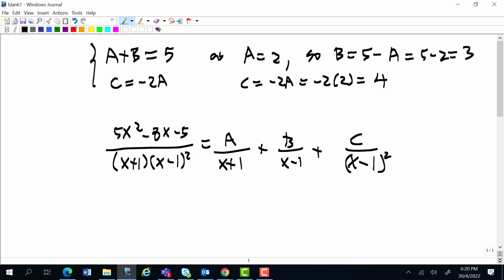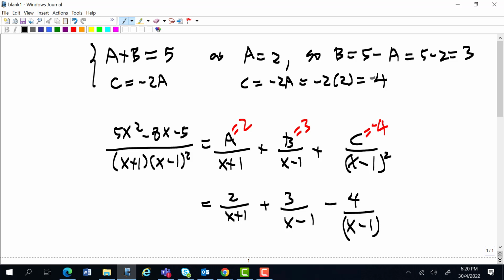Therefore, we know that a is equal to 2, b is equal to 3, c is equal to minus 4. So, in the end, the partial fraction is 2 over x plus 1, plus 3 over x minus 1, minus 4 over (x minus 1) squared, which is equal to 5x squared minus 8x minus 5 over (x plus 1)(x minus 1) squared.